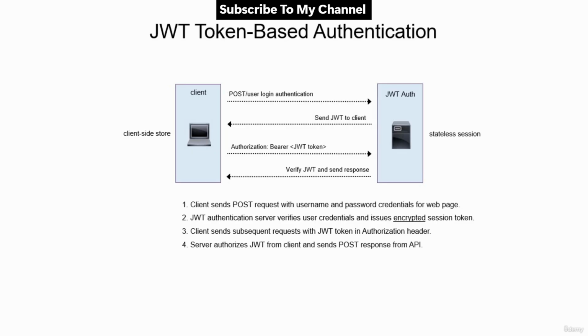The client sends all subsequent requests with the JSON Web Token in the authorization header. So you can see here it's actually called bearer now. It's not basic. The authorization uses bearer, and the JWT token is sent with it in the request. And the server authorizes the token from the client and sends the POST response from the API if there's no issue with the token.